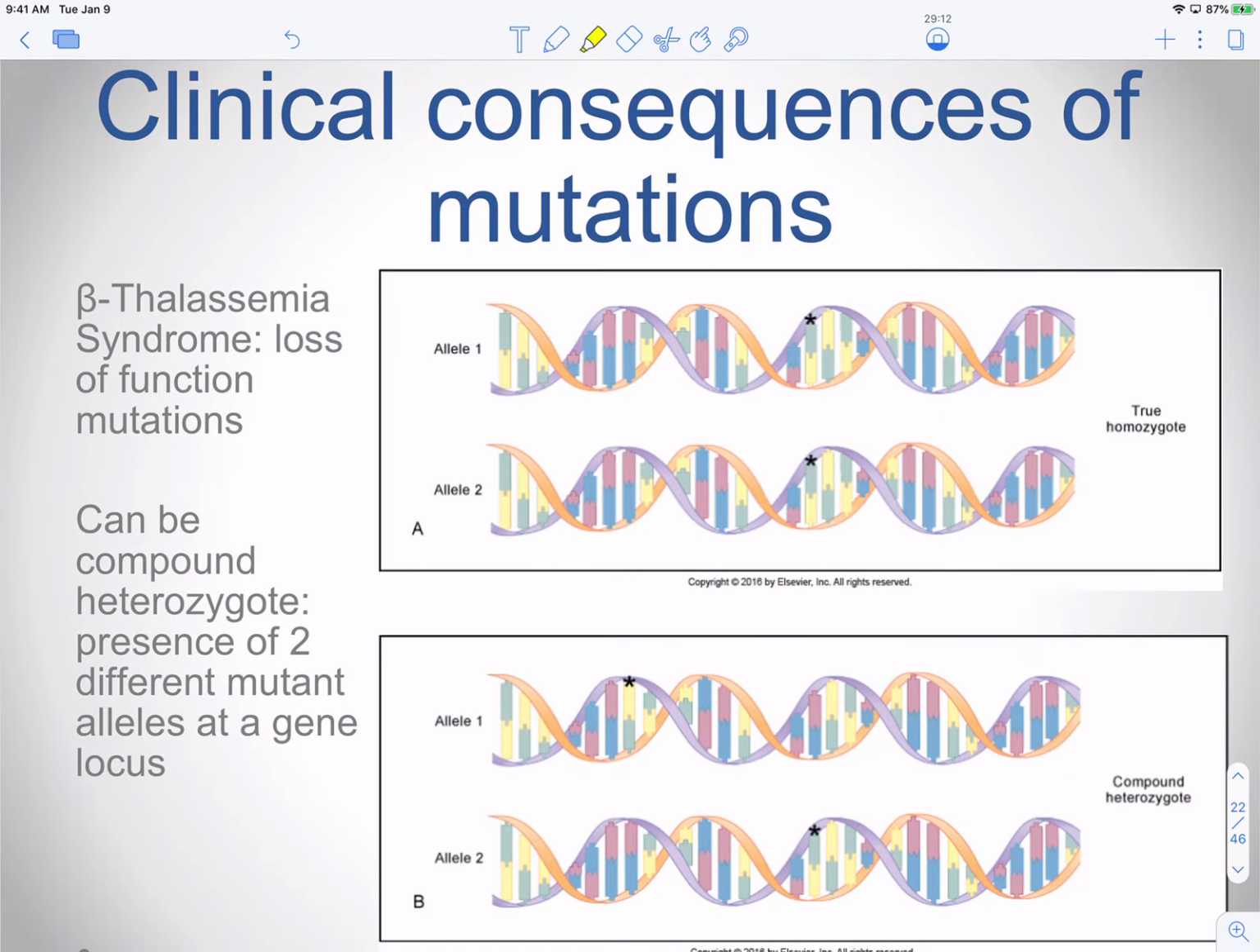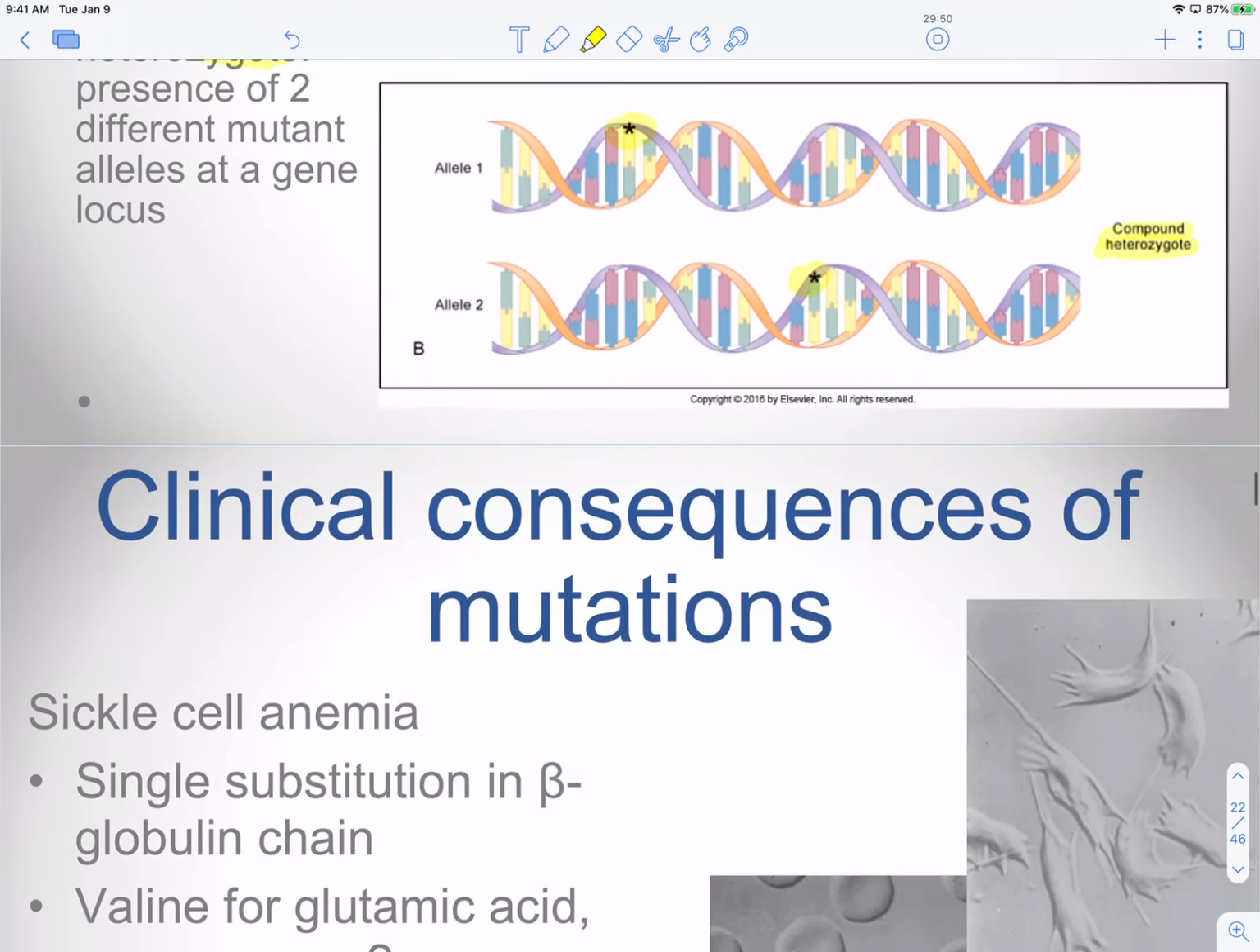So beta thalassemia syndrome is a loss of function mutations. And with respect to these mutations, people can be what's called a compound heterozygote. The compound heterozygote is the presence of 2 mutations that are different in the same gene. So our allele 1, for example, has a mutation at a different location than our allele 2, and this is a compound heterozygote. Whereas in our other individual, you have mutations at the same loci in the same gene, and this is called a homozygote.